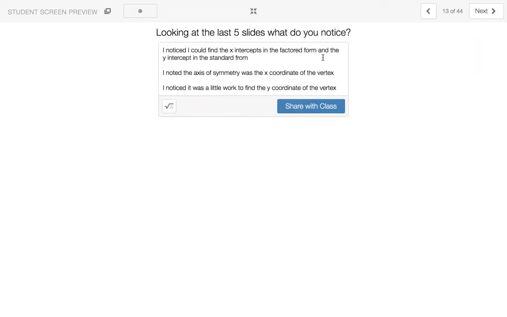So what did you notice when you looked at the last 5 slides? I'm hoping that you noticed that you could find the x-intercept in factored form and the y-intercept in standard form. I'm hoping that you could find those algebraically, also looking at the graph, but algebraically you should be able to find them looking at the factored form and the standard form. I noted that the axis of symmetry is the x coordinate of the vertex. So it's always x equals whatever the x coordinate is. And I noticed I had to do a little bit of work in order to find the y coordinate. I had to plug it into the standard form of the equation. So it took me a little bit of time. You might have noticed other things. I hope you did.